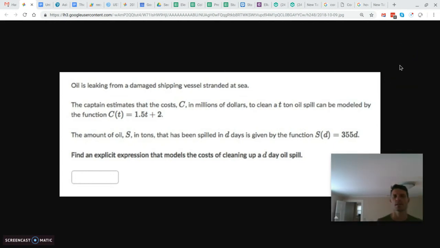Problem right here was sent to me. It's from the skill model with function combinations. Okay, so here's the situation. Oil is leaking from a damaged ship that's stranded at sea.